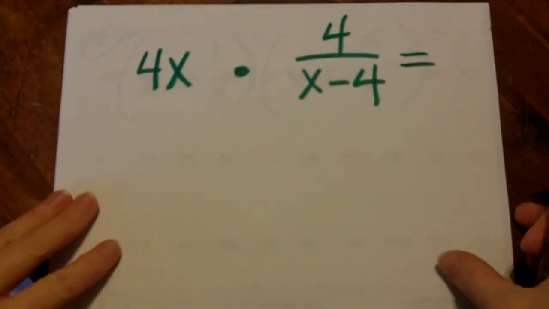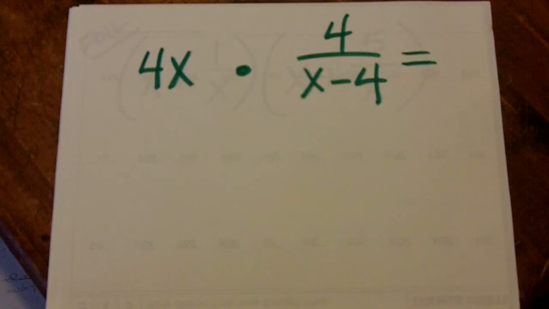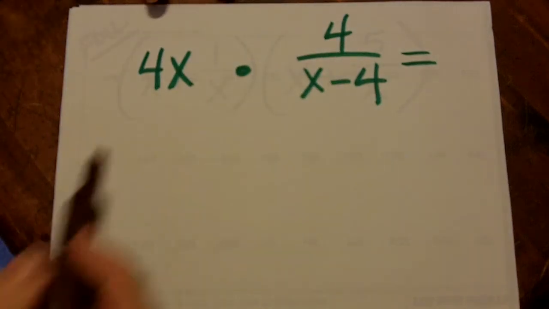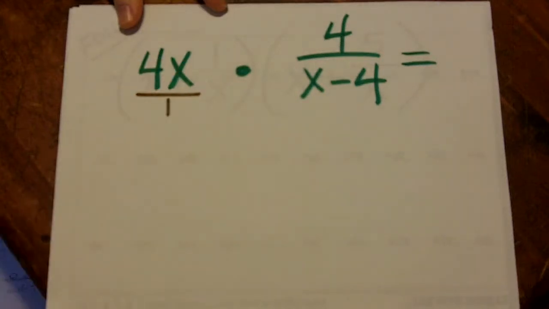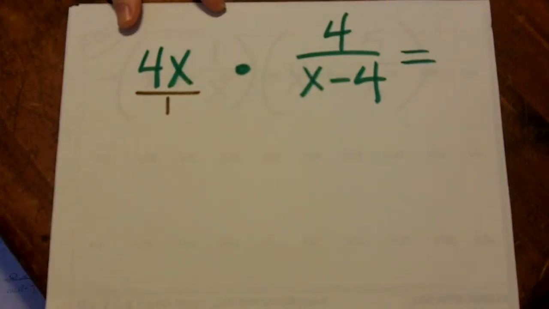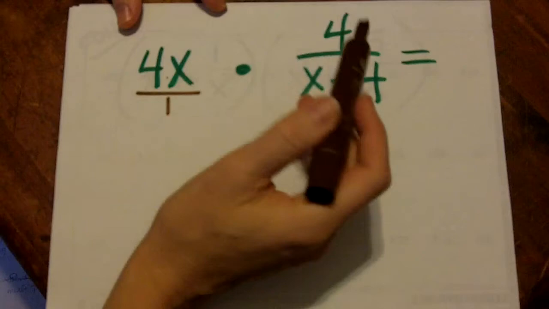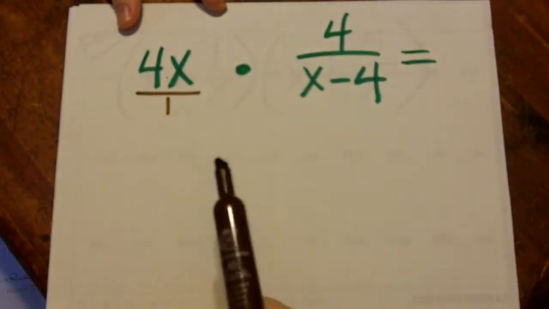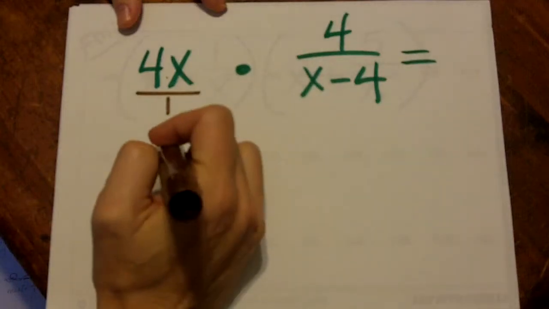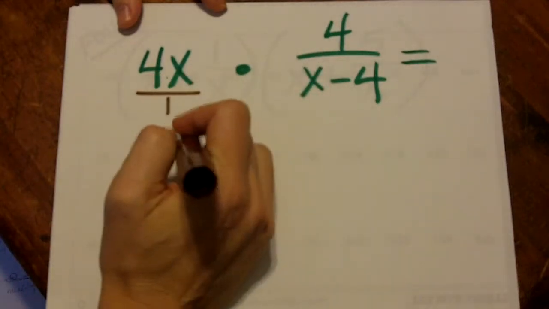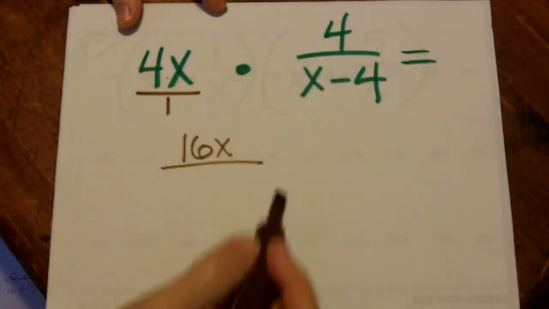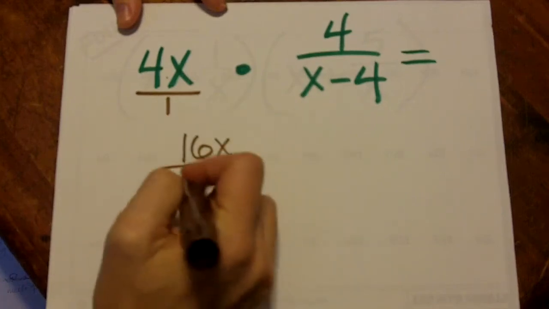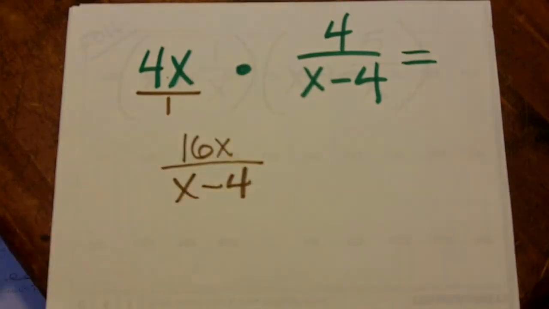Let's look at another problem that's kind of similar, okay? If we had 4x times 4 over x minus 4, okay, I'm going to put this 1 on the bottom, and I know I'm going to multiply my numerator by my numerator, and again, I can glance at this and see there's nothing that I can factor out. So I'm going to end up with 4x times 4, or 16x on the numerator, and then just simply x minus 4 on the denominator.